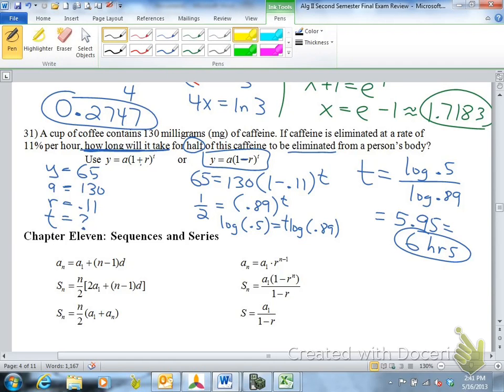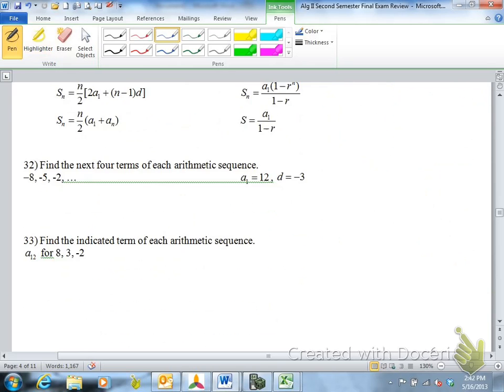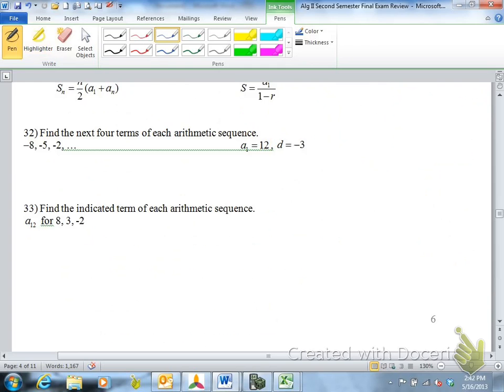Chapter 11. What? You say chapter 10? Chapter 11. So these formulas I'll give to you on the final exam, on the front page, all these formulas. So find the next 4 terms of the sequence.